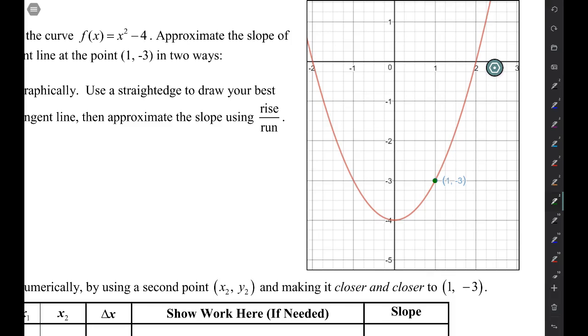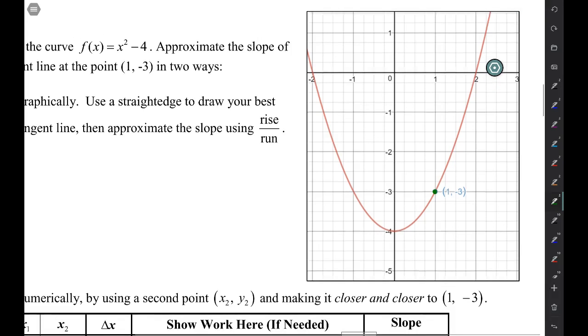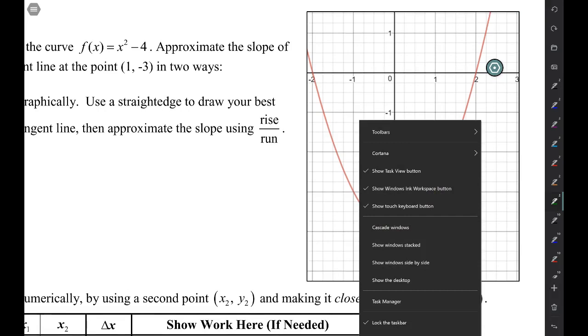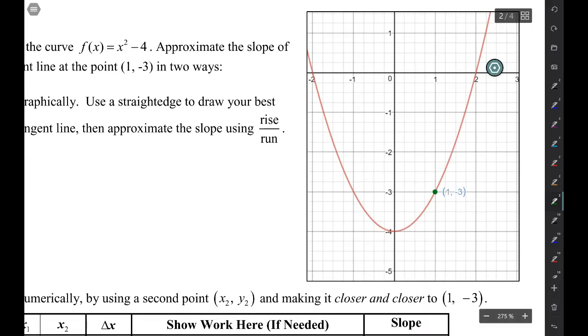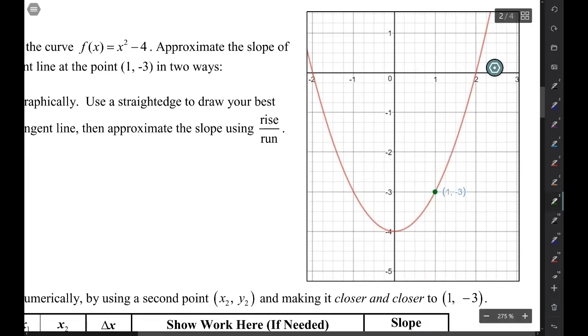I feel really funny holding a ruler up to a screen. Am I the only one that feels a little silly, doesn't it? Oops, especially when you accidentally hit something. Oh, that looks pretty good. Oh, there's my best attempt at a tangent line.